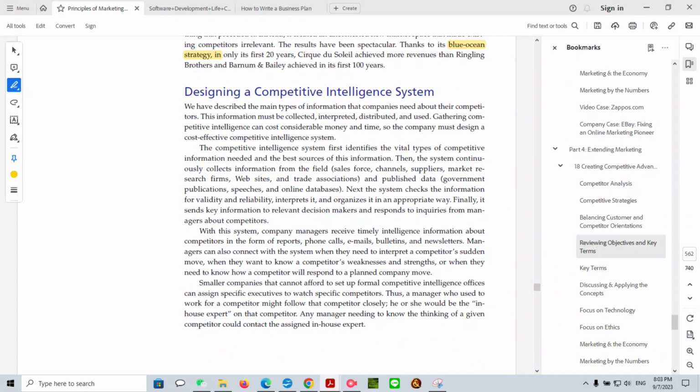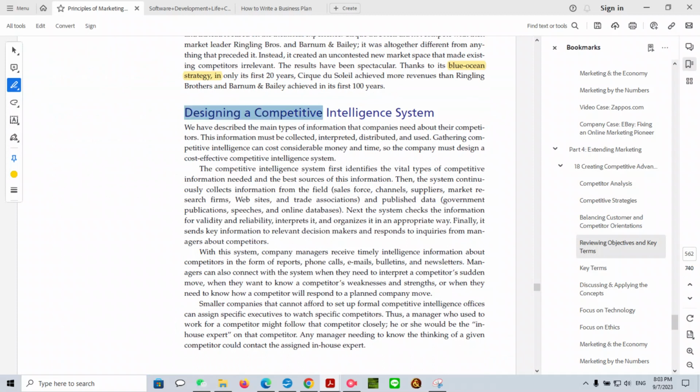Now, in terms of designing a competitive intelligence system, of course we've already described the main types of information that a company needs about competitors. This information must be collected, interpreted, distributed, and used. Of course, gathering competitive intelligence can cost considerable money and time, so the company must design a cost-effective competitive intelligence system. The competitive intelligence system first identifies the vital type of competitive information needed and the best source of information. I just try to highlight that.